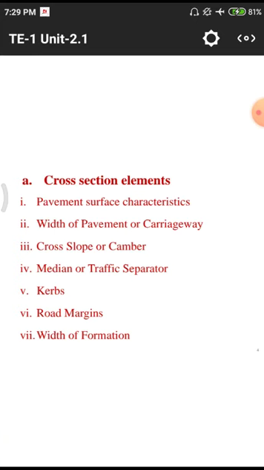First one is the pavement surface characteristics. These mainly focus on the type of pavement we are using, and the friction between tire and pavement also depends upon the pavement surface characteristics. Next one is the width of the pavement or carriageway. Width of the pavements means for different kinds of pavements we need to maintain different kinds of distances, depending upon the material characteristics and other properties of materials we are using for a particular road and carriageway.